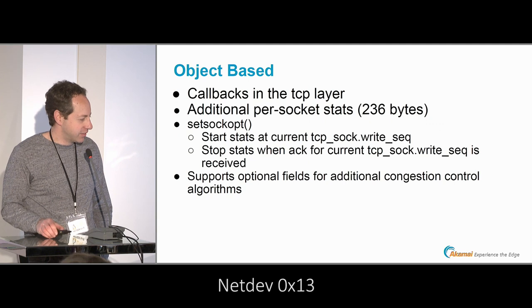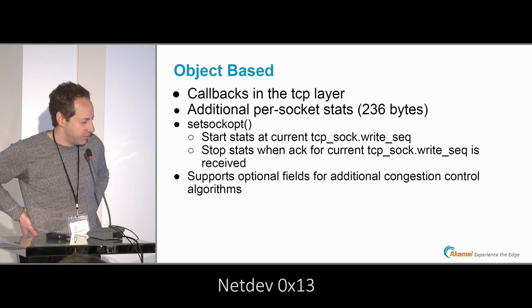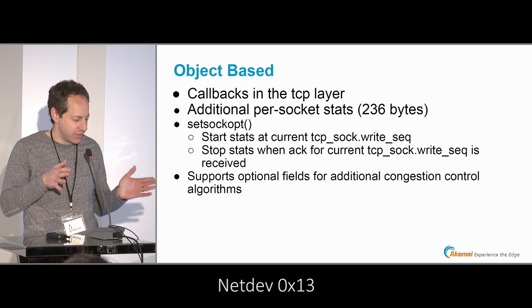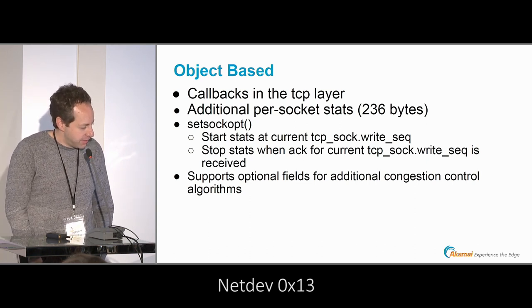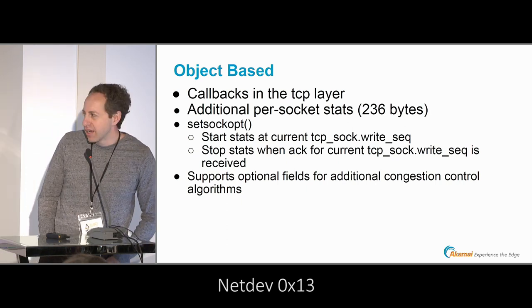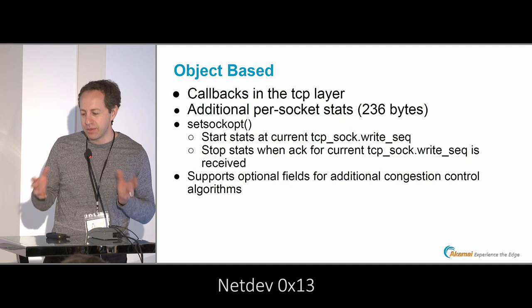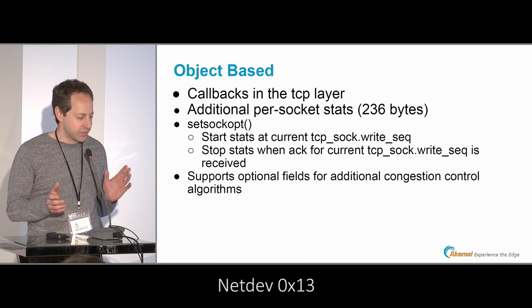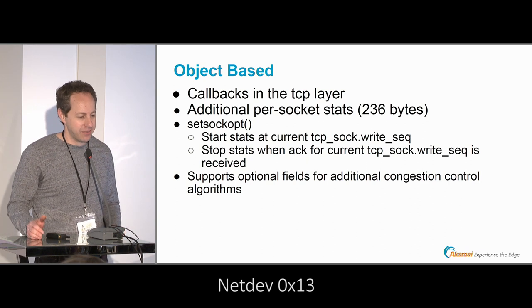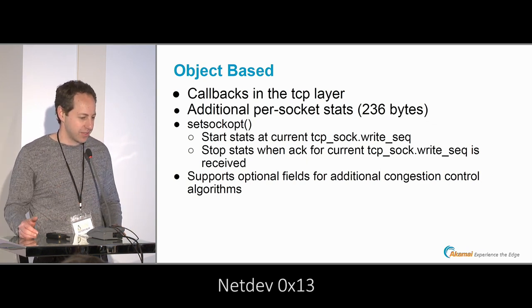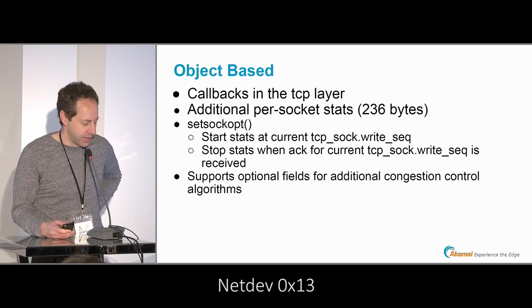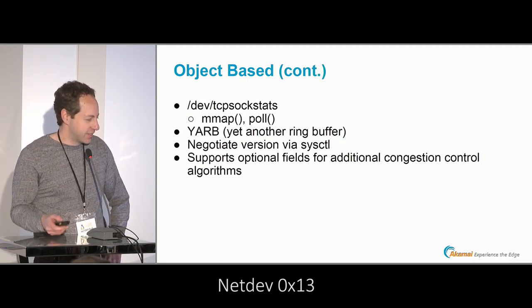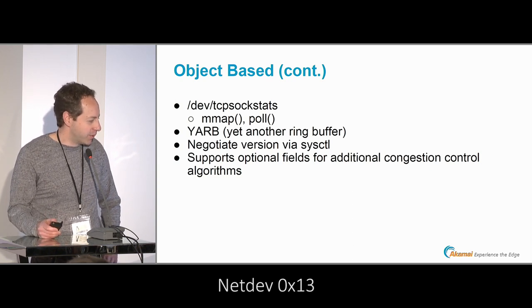And then this object-based one, same rough idea. There's callbacks throughout the TCP layer. It's a little smaller. And as I mentioned, it basically is based around the write sequence number. And then there's optional fields for different congestion control algorithms. So it's actually a variable size structure depending on which congestion control algorithms are in place. So a lot of this is around customizing what stats we get to be tailored to what we're doing, because we're trying to minimize, like I said, the amount of network traffic and stats that we're collecting.